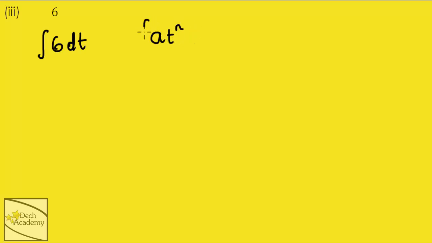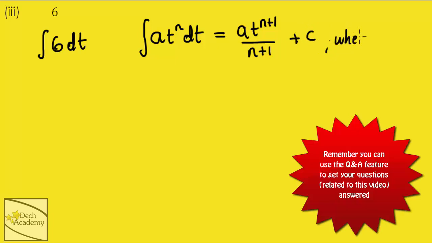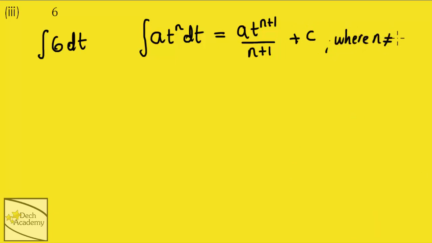So that when we integrate our integrand with respect to t, we can write a t to the n plus 1 divided by n plus 1 plus our arbitrary constant, where n is not equal to minus 1. So we have to be careful to note that.